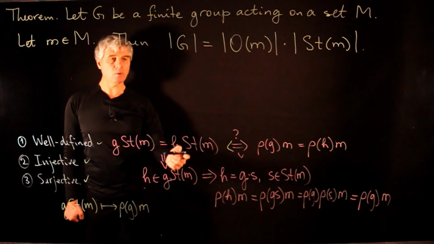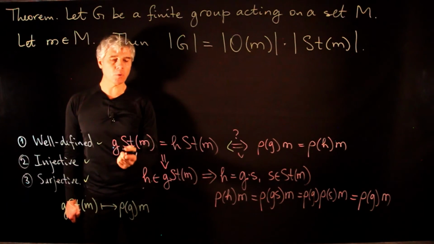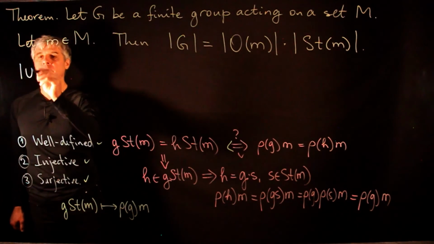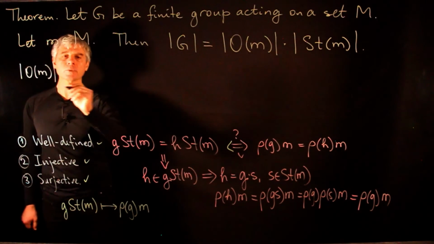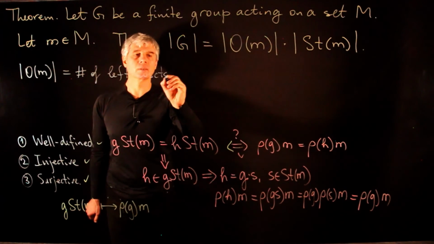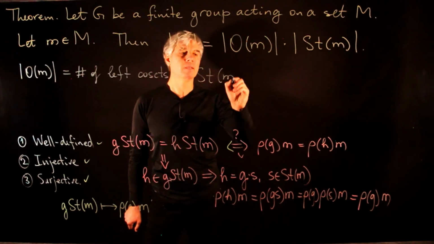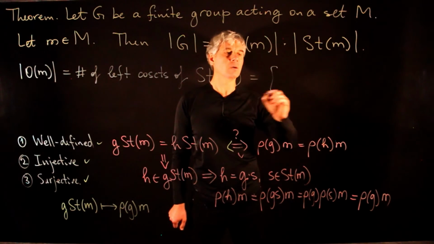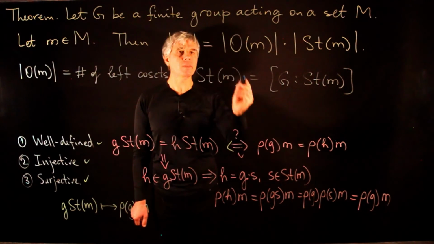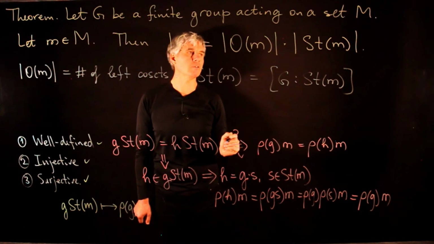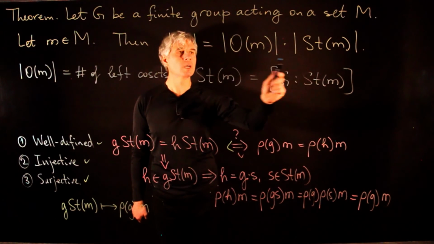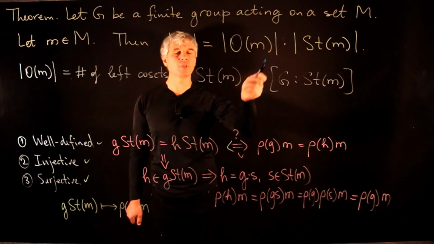Since we established this one-to-one correspondence between the points on the orbit and the left cosets of the stabilizer, we conclude that the size of the orbit of M is equal to the number of left cosets of the stabilizer of M, which is the index of the subgroup stabilizer of M in the group G. And then the claim of the theorem follows from Lagrange's theorem, that the order of the group is equal to the order of the subgroup times its index, or the number of left cosets.